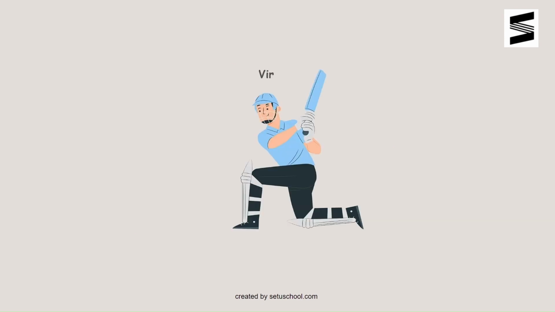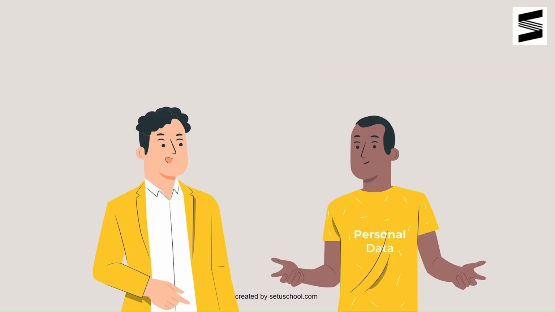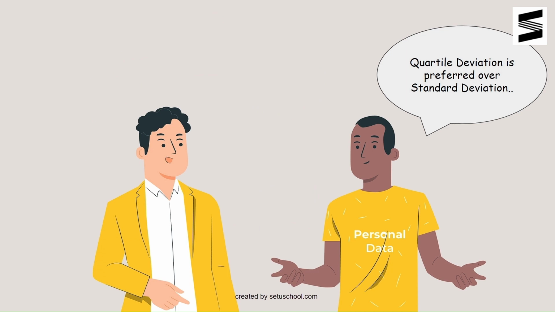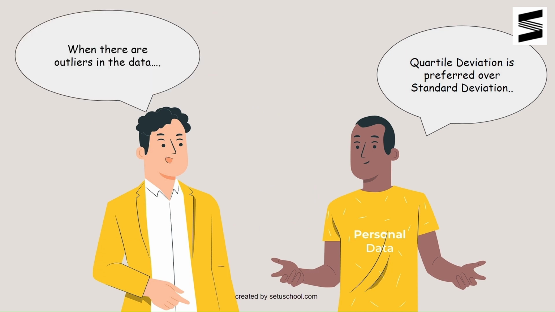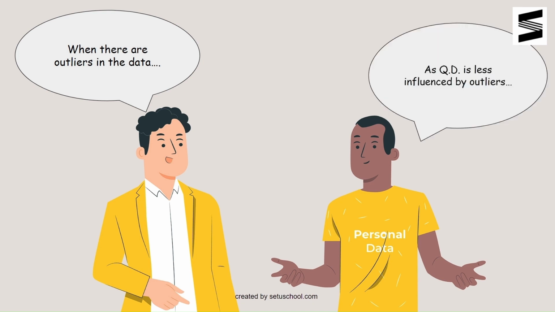Thus, it appears that even Veer had a regrettable rough one day. He may be a better option than Sonu because he is still more consistent in the area surrounding his average score. Therefore, if we suspect that there are outliers in the dataset, quartile deviation is preferred over standard deviation, as quartile deviation is less influenced by outliers compared to the standard deviation.